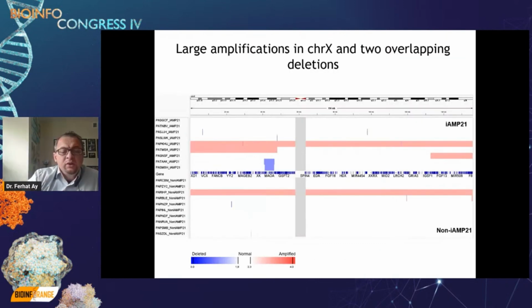So we are trying to put our findings in the context of what's been known and also what's novel. Large amplifications in chromosome X are what we found, and chromosome X deletions have been found before, but I think this is the first time we are showing that there are large amplifications of this chromosome.